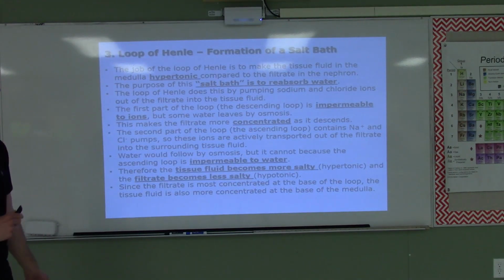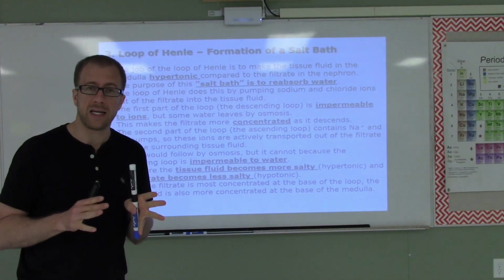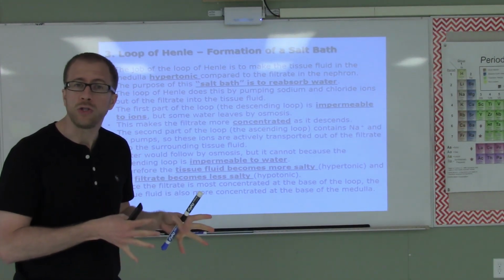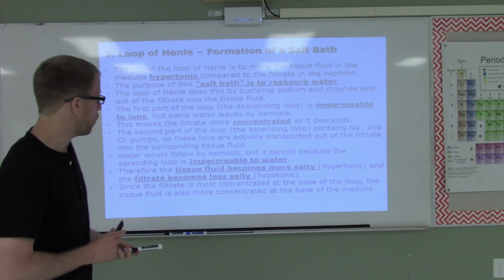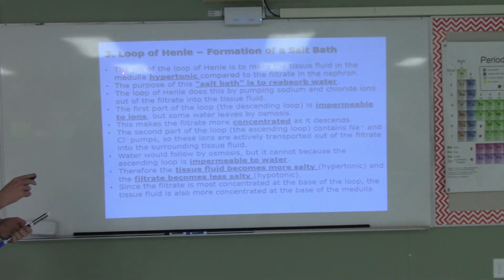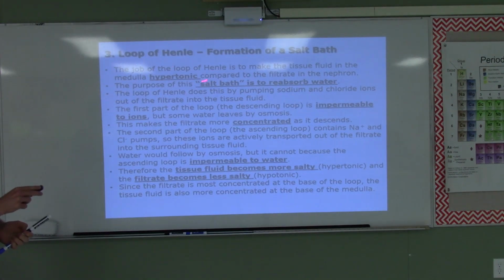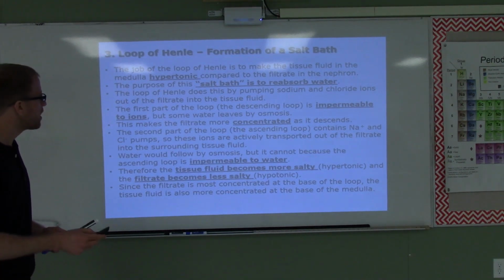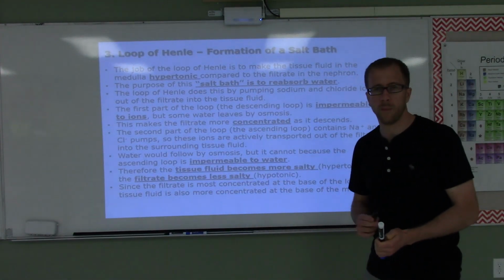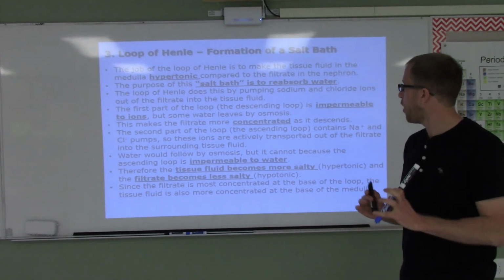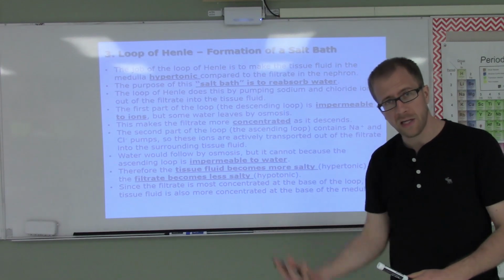So now let's look at the loop of Henle. Now this loop of Henle is very specialized to set up a pretty big concentration gradient in the lower parts of your kidney. So the job of the loop is to make the tissue in the medulla very hypertonic, very high salt, compared to the filtrate in the nephron. And the purpose of this salt bath is to reabsorb water. This is kind of how we're going to make our urine more concentrated as it goes down the collecting duct.